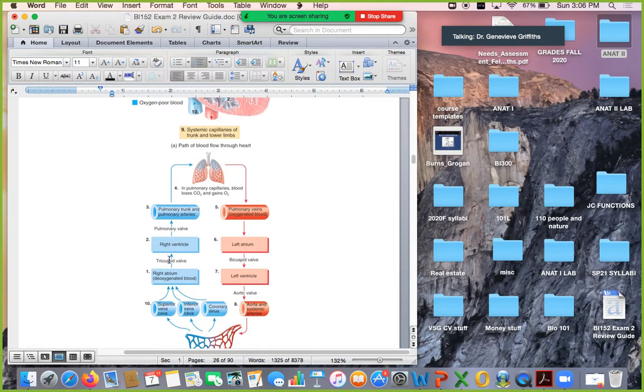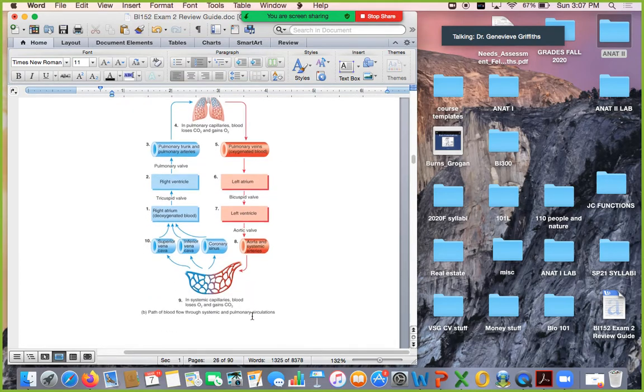It goes through the tricuspid valve to the right ventricle, then out through the pulmonary valve to the pulmonary arteries after the pulmonary trunk. Then it's going to enter into the pulmonary capillaries, where gas exchange occurs. We're going to lose our carbon dioxide, pick up our oxygen, and then that oxygenated blood is going to travel through the pulmonary veins into the left atrium, through the bicuspid valve to the left ventricle, through the aortic valve out to the aorta, and the systemic circulation.